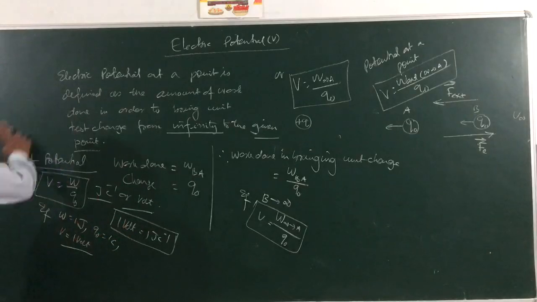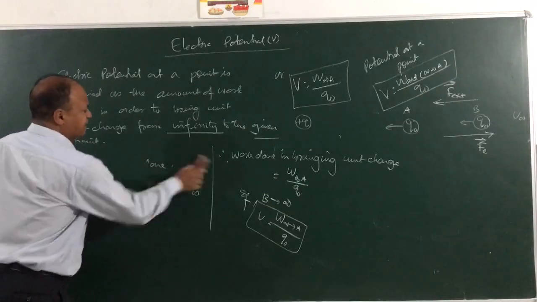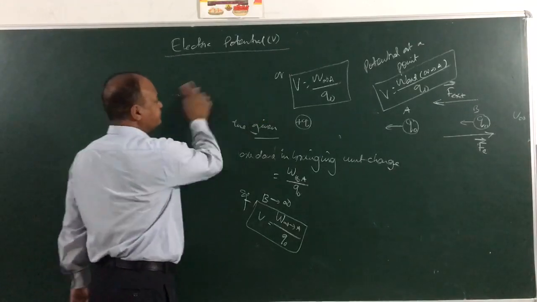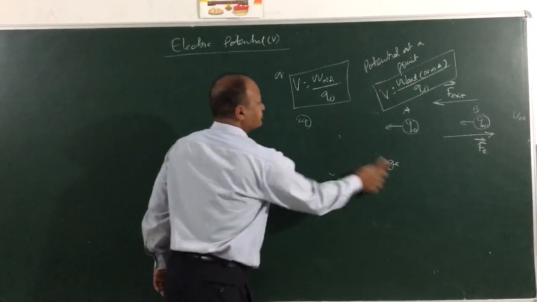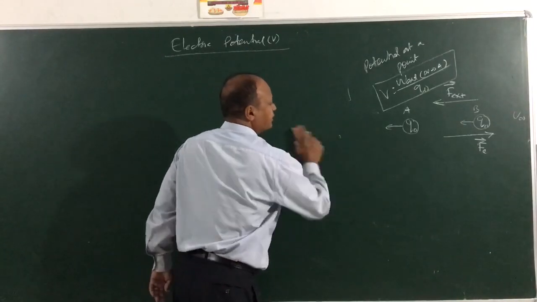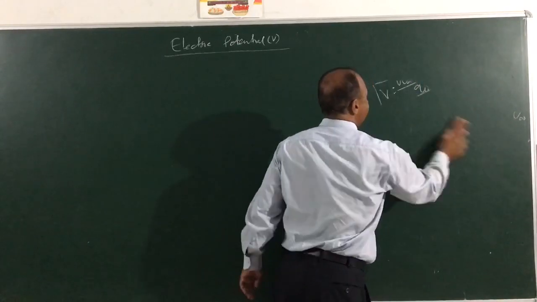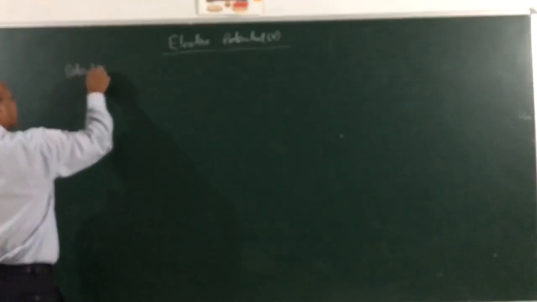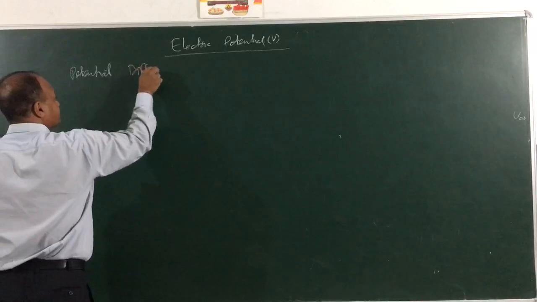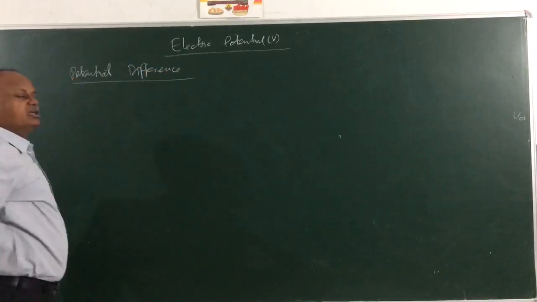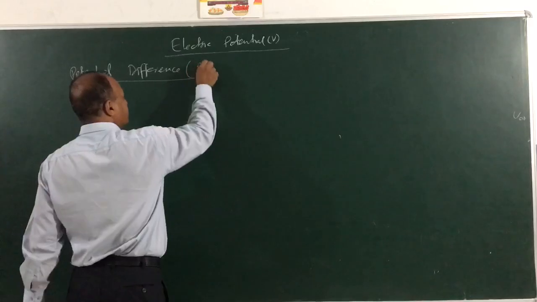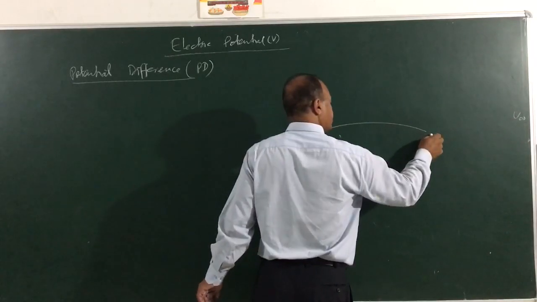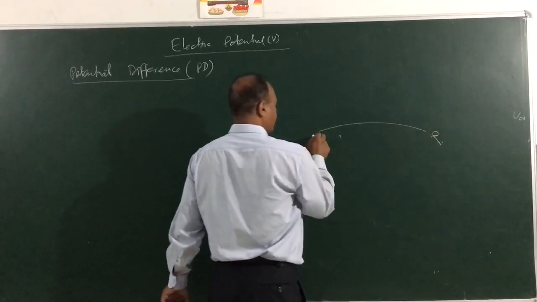Okay. Now, let us try to define the same concept in terms of potential difference. Imagine I am trying to bring a point charge from one point to another. Let's try to define potential in terms of potential difference. I am trying to shift the charge from point, suppose R, to point P.